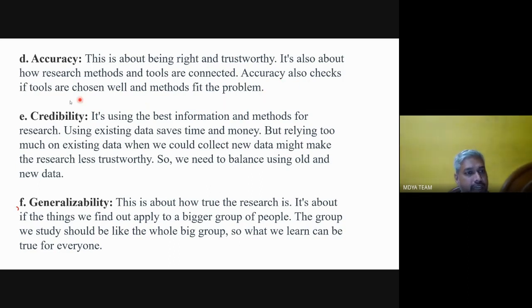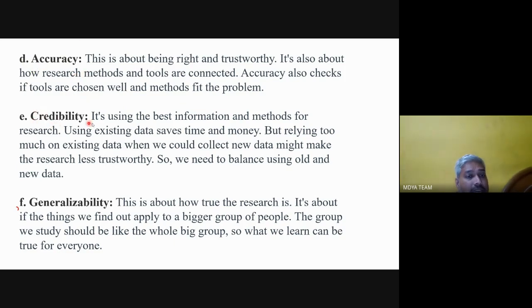Accuracy also checks if tools are chosen well and methods fit the problem. Means if your research is accurate, what does it show? It shows that whatever tools and methods you have chosen for your research, they are perfectly fitting in your research. This is all about accuracy. Got it?